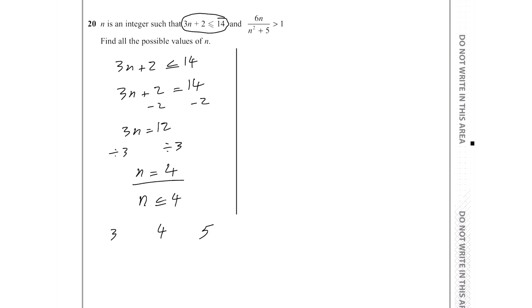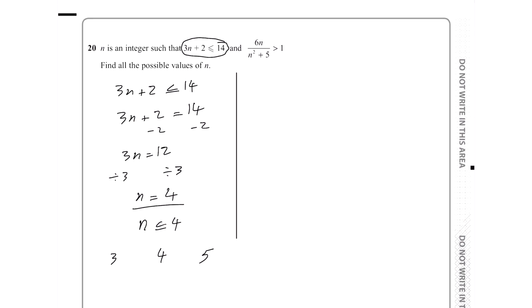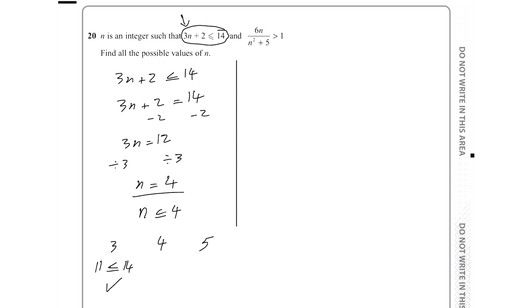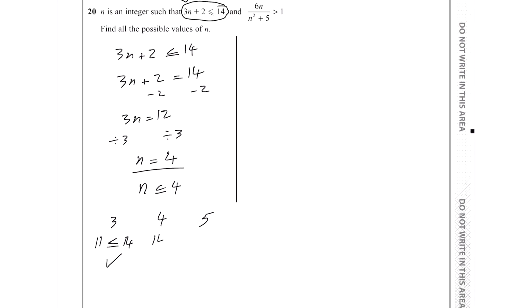So if n was 3, looking at the equation up here, 3 times 3 is 9, plus 2 is 11. So 11 is less than or equal to 14, which is true, so that works. Does 4 work? We know 4 times 3 is 12, plus 2 is 14, which is less than or equal to 14.